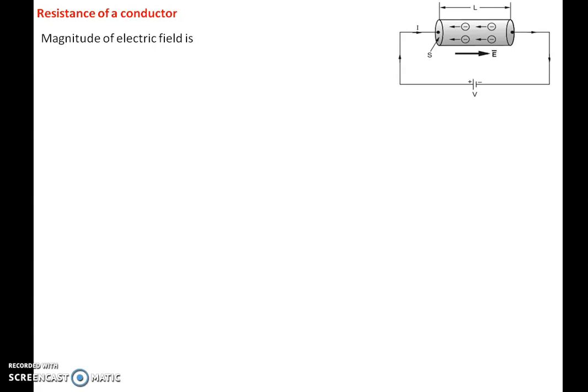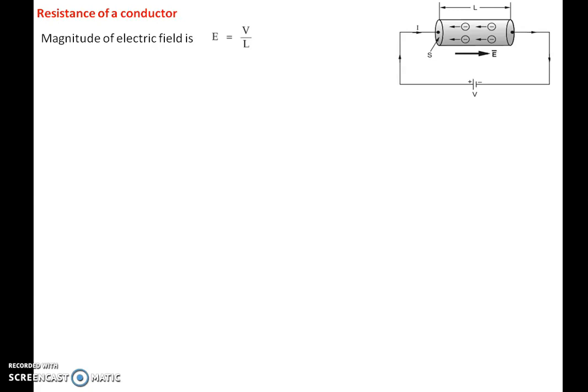The magnitude of the electric field intensity is equal to the potential divided by the length of the conductor, because E is directly proportional to 1 by R square and V is directly proportional to 1 by R. The difference between E and V is a factor of 1 by R. So we can write the magnitude of E is equal to V by L, where L is the length of the conductor.